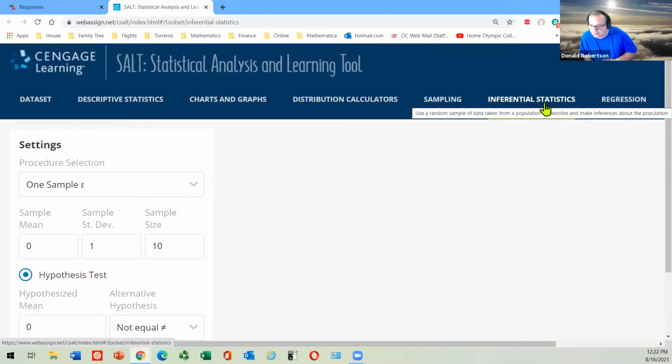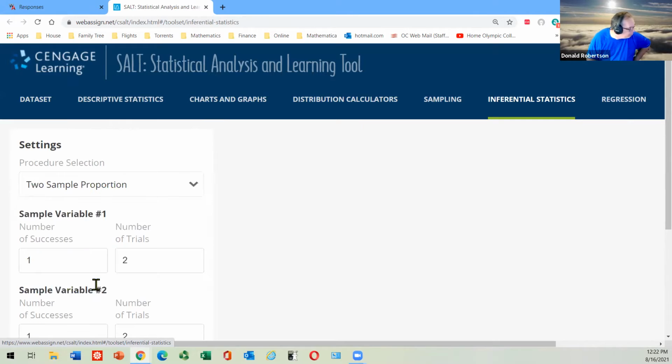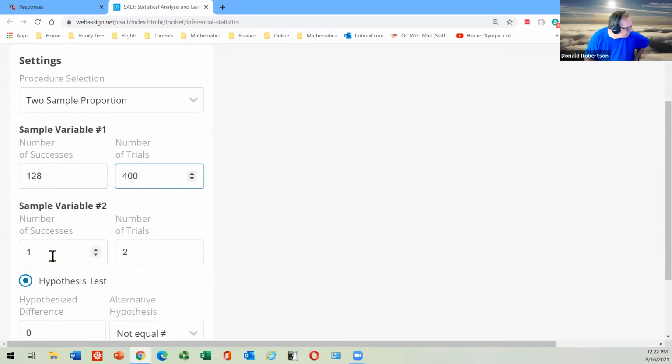Inferential statistics is the tab that you should use in hypothesis testing. This box here, pick a 2 sample proportion, because our story was about 2 distinct populations. The number of successes for 1, the Scots people. That's why I needed 128 out of 400. You see, I needed the out of version. Now, the Americans are coming next, and they are 37 out of 100. We do that.